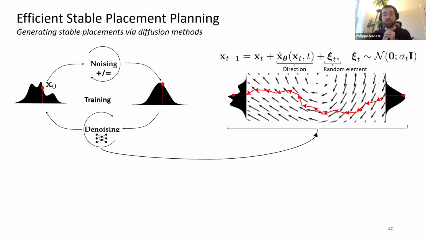Each denoising step can be interpreted as a movement in the data space. The direction of the movement is partly determined by the neural network, but is also influenced by a random element that allows for adequate exploration of the space.